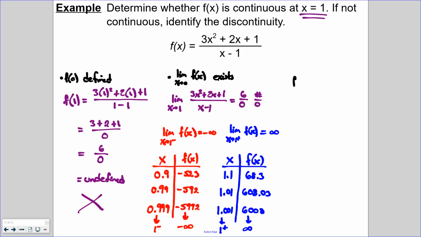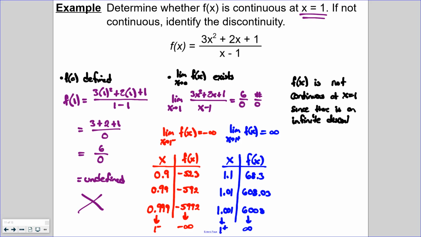So let's see. F of x is not continuous at x equals 1 since there is an infinite discontinuity. Alright, so we have answered the question, we have said that it's not continuous, and then we have also identified the discontinuity here to be infinite.